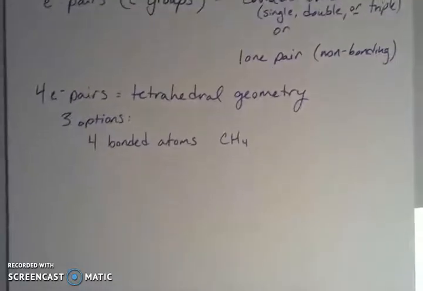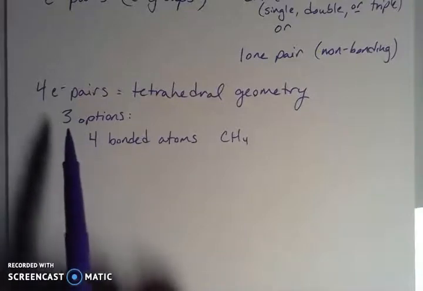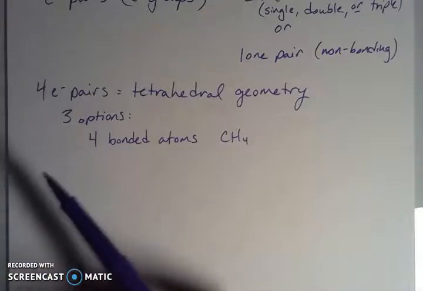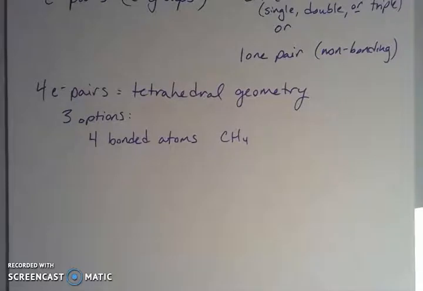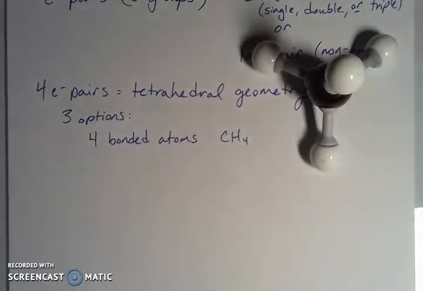Okay, so for 4 electron pairs, we have tetrahedral geometry overall, and there's really 3 options. And this is going to be true with all of the VSEPR model geometries: for the number of electron pairs that you have, there will be n-1 options for shapes within that geometry. So if I have 4 electron pairs, n-1 gives me 3 different options for molecular geometries, or the shape of the molecule. So for 4 bonded atoms, I have a structure that looks like methane here. We'll use methane as an example.